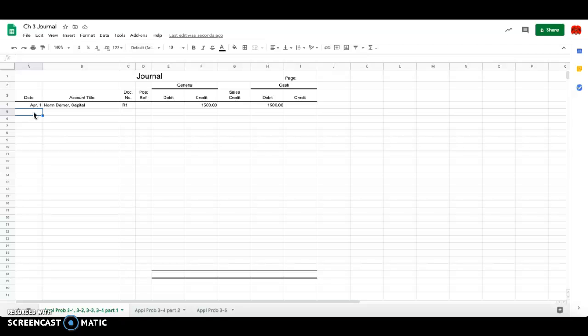And so my next transaction is on the 2nd, and it said that we paid cash for supplies. All right, so if I'm paying cash for supplies, I know I've got cash and supplies are my two accounts.